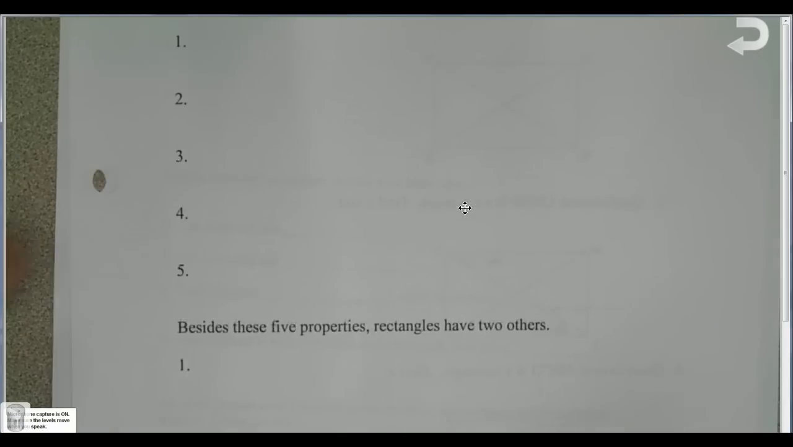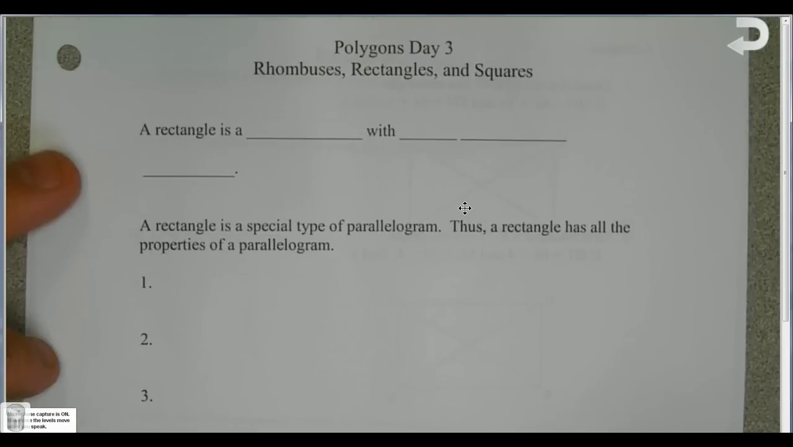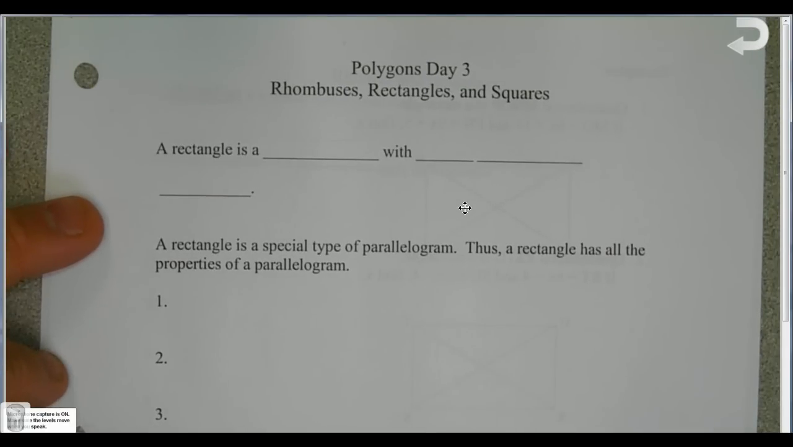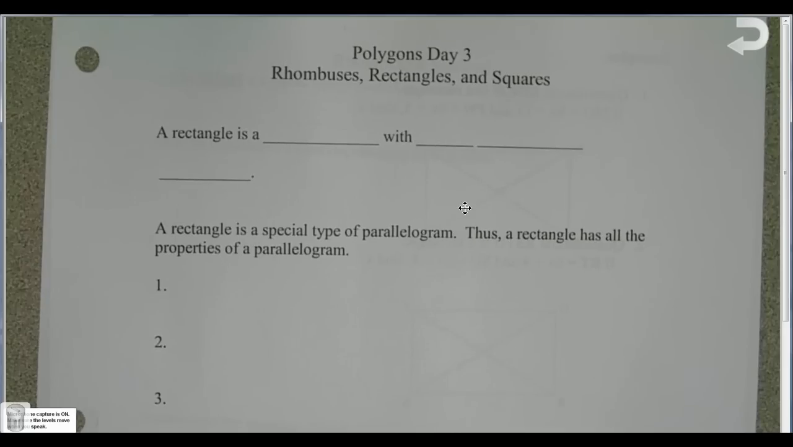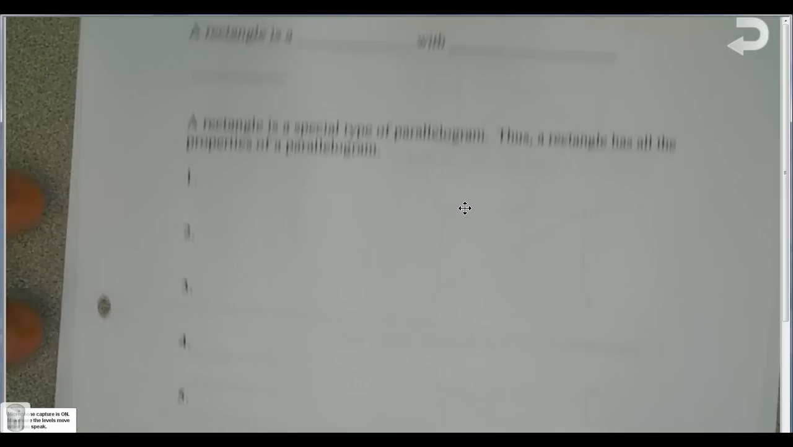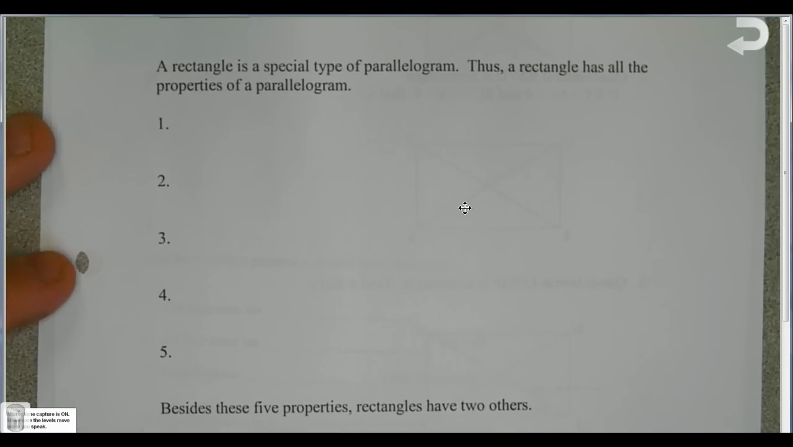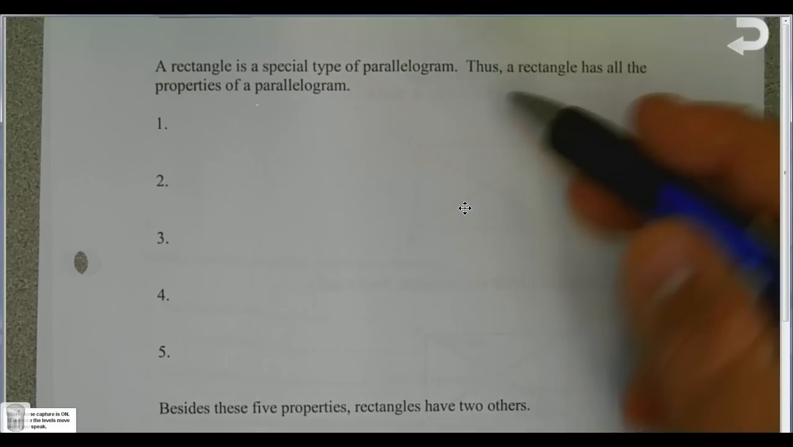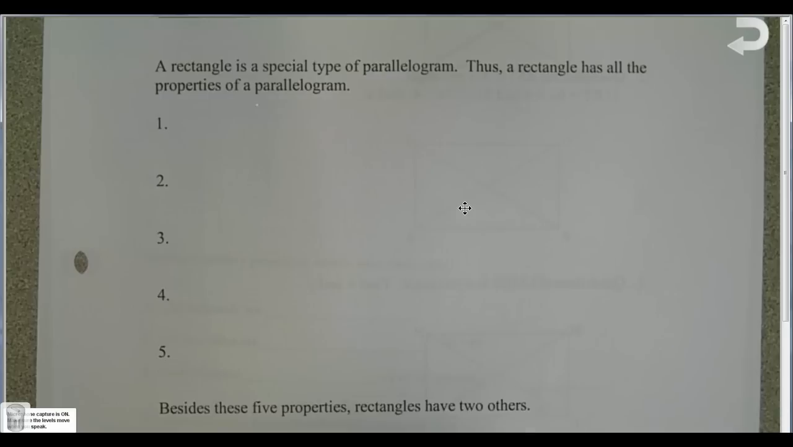Alright guys, so we are on day 3 of Polygons. Yesterday we talked about parallelograms, and we talked about how there are 5 properties of a parallelogram. And what you have to understand is rhombuses, rectangles, and squares have all 5 properties of a parallelogram. So what I want you to do is take a couple minutes, pause the video and see if you can write down all 5 properties of a parallelogram.